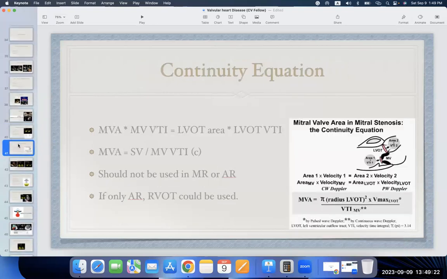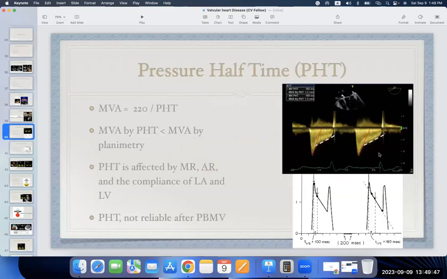The third method is the continuity equation. Here, the continuity equation will do the same as what we did when we measured the aortic valve area. So we will calculate the stroke volume across the LVOT. We calculate the LVOT area multiplied by the LVOT VTI, and then we divide this by the mitral valve VTI. But it's very important to know that when we divide by the mitral valve VTI, we must use the continuous wave, not the pulse wave.